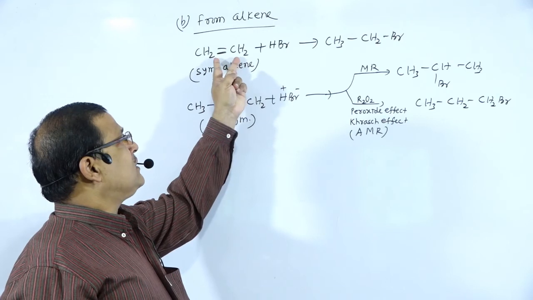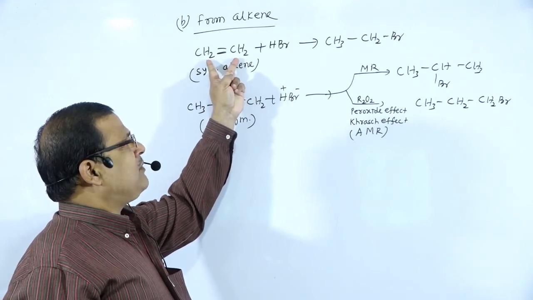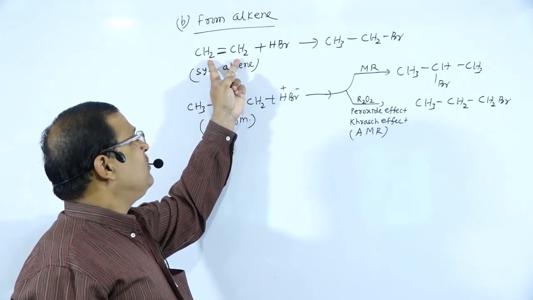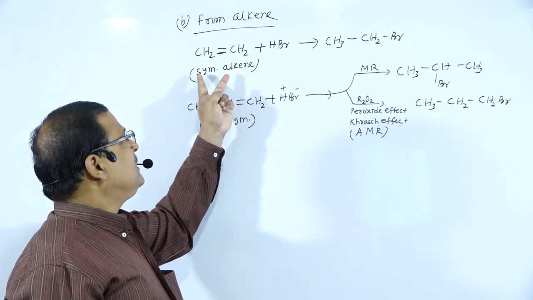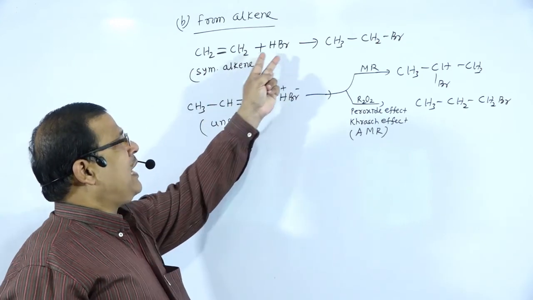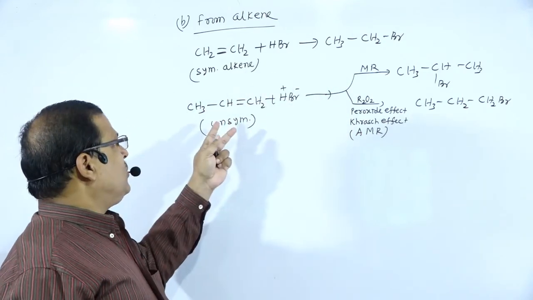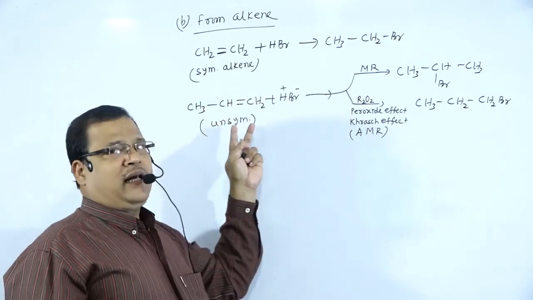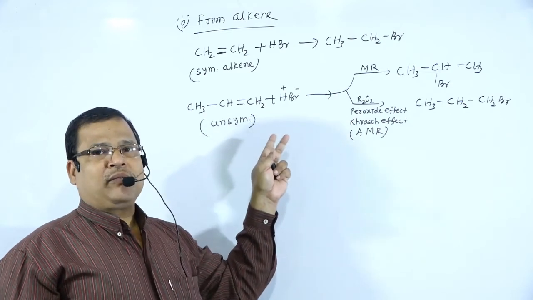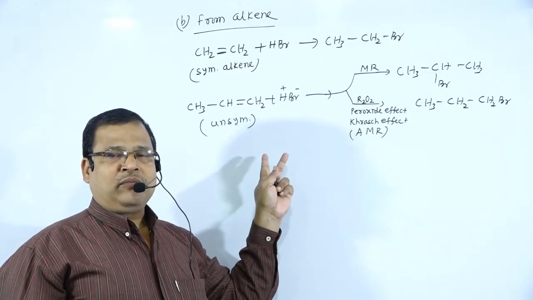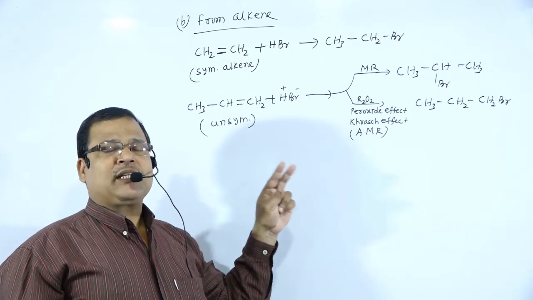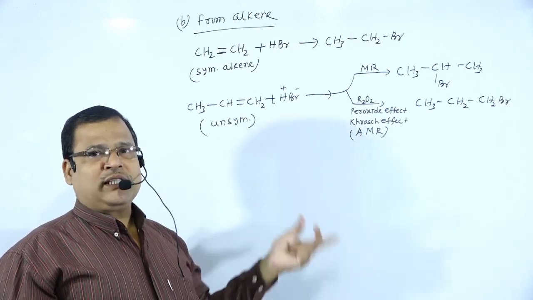In this case, there is no involvement of Markovnikov's rule or anti-Markovnikov's rule, because this is a symmetrical alkene. You can add the positive and negative parts to either side. So in case of an unsymmetrical alkene, the negative part of the addendum goes to that carbon atom which contains less number of hydrogen atoms, that is Markovnikov's rule. But in the presence of organic peroxide, the rule is reversed.